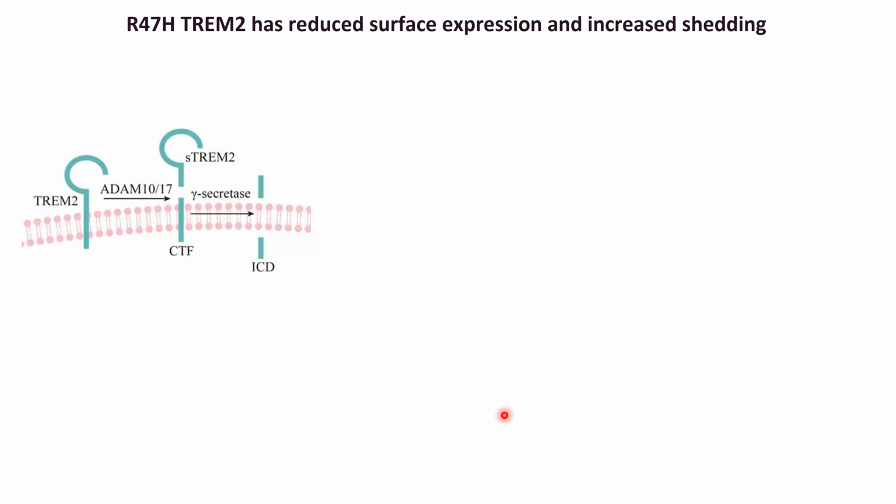TREM2 is expressed on the surface, but it can be cleaved by proteases such as ADAM10 or 17, and this leads to release of soluble TREM2, which we don't really understand what its function might be, but at the very least it means that there's less full-length TREM2 on the surface of the cell able to undertake normal signalling.